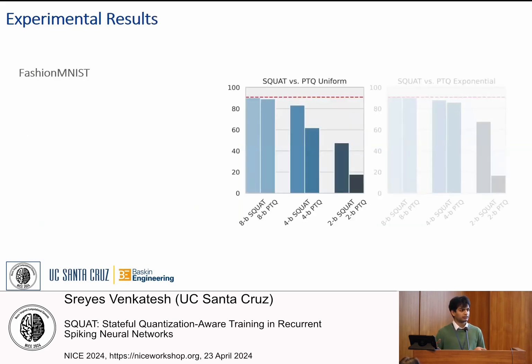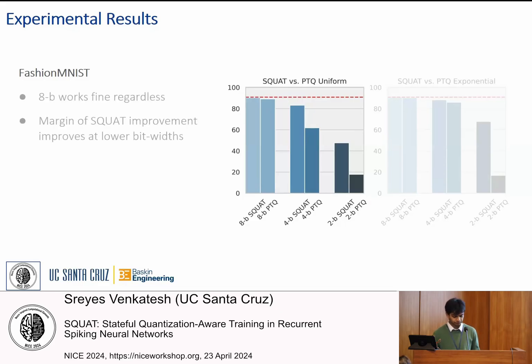As we go through the results, first I'll explain this graph. This is the performance of our model. On the y-axis, we have the accuracies. On the x-axis, we have the different quantization schemes we're running, and the red dashed line is the full precision baseline.